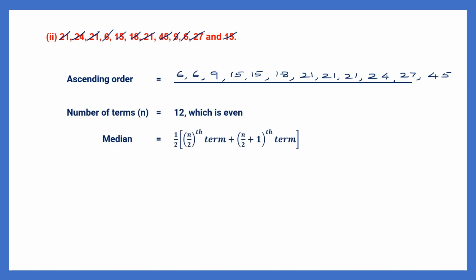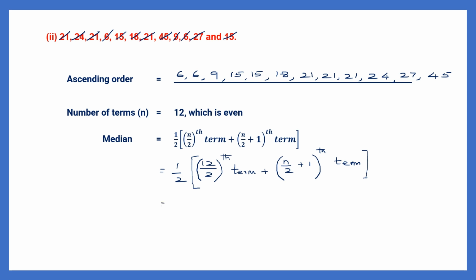That means it's a formula, and for even numbers this is the formula, 1 by 2 into these terms. So let's multiply. So n by 2 means 12 by 2, that term. So we have to put a th there and write term. Plus n by 2, that means plus 1 means the next term, isn't it? N by 2 plus 1, that term. And then we multiply this by 1 by 2.